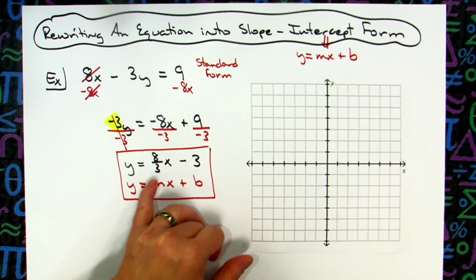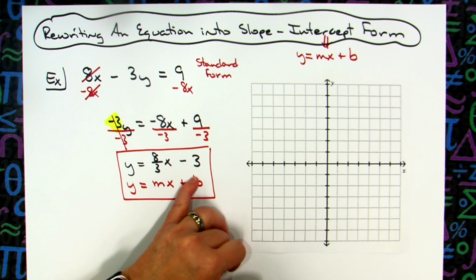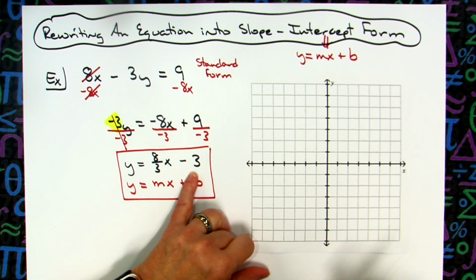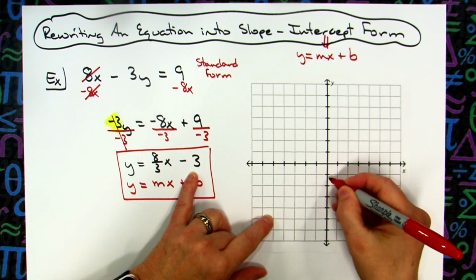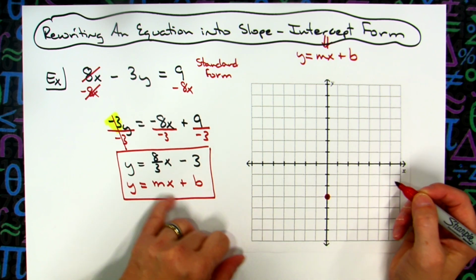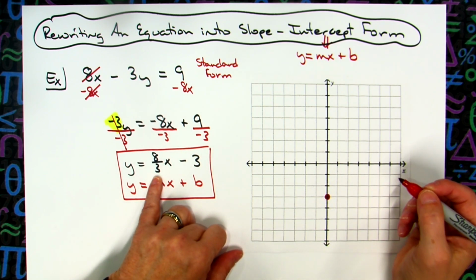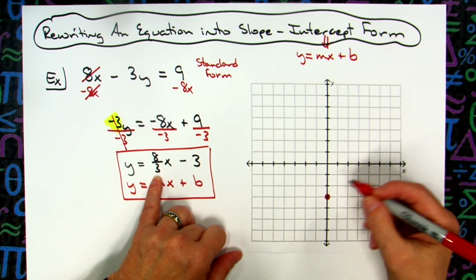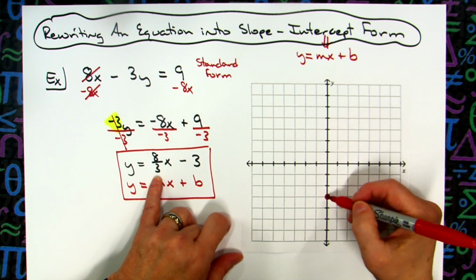Which one of those two numbers do I start with? Do I start with the 8/3 or do I start with the -3? Start with the -3. Does it go on the x-axis or the y-axis? Y-axis. So I'm going to come over here to the y-axis, go down to -3, put my first dot. Now the 8/3, that's my slope. So what are the two R words? Rise over run. So from here, I'm going to rise 8.